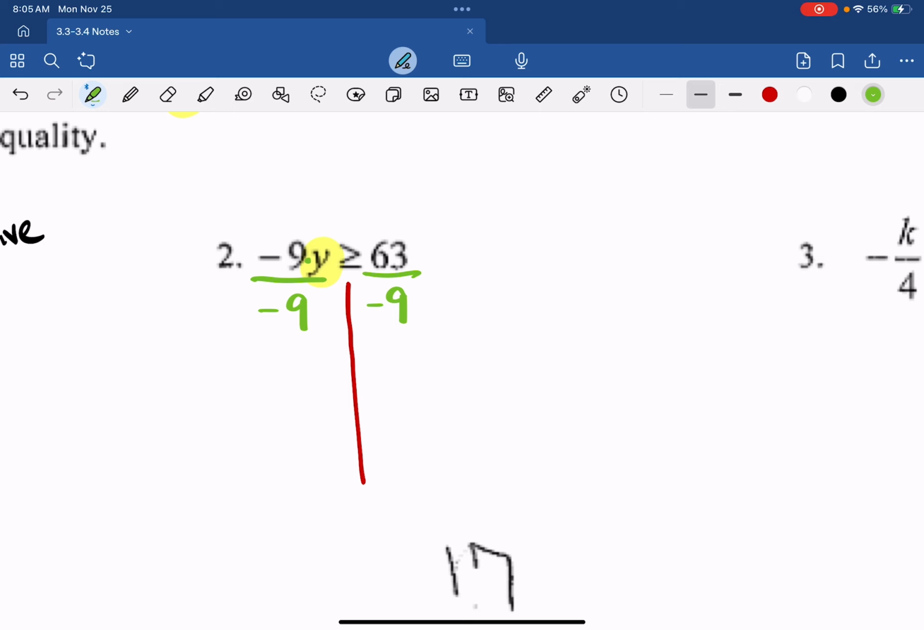I do it to both sides. So my negative 9s go away. I bring my y down. And on the other side, I have a negative 7. Now I have to look at what I divided both sides by.